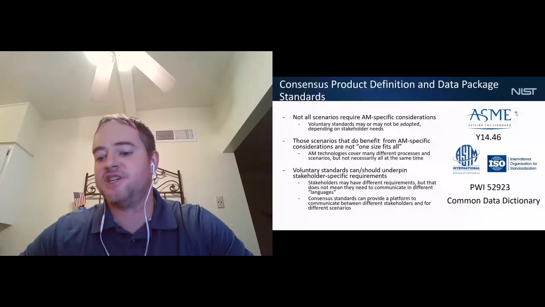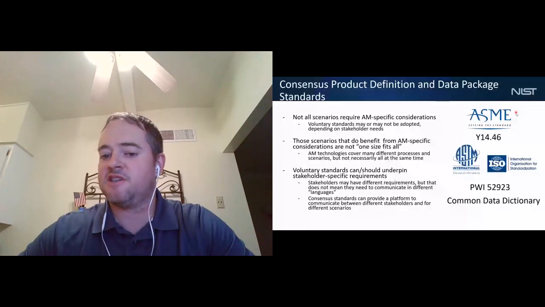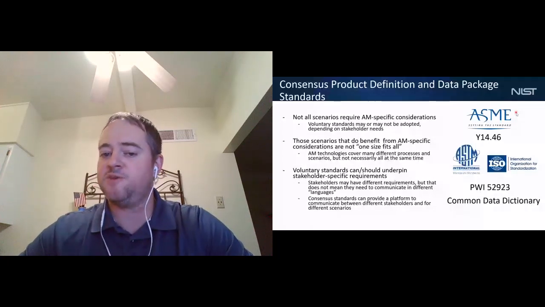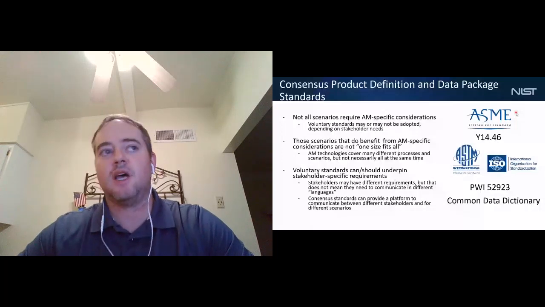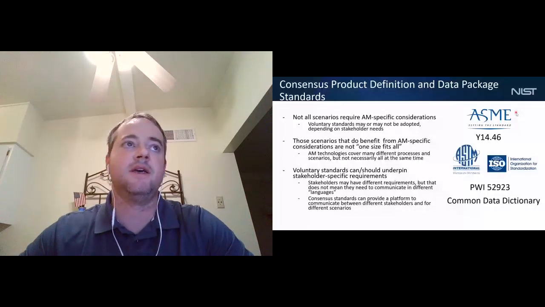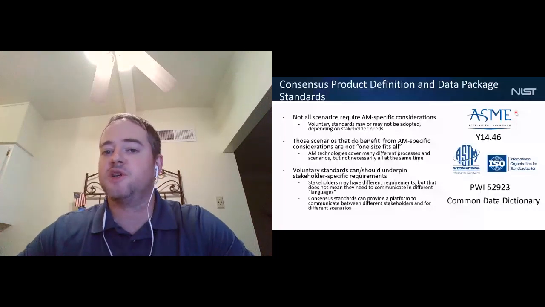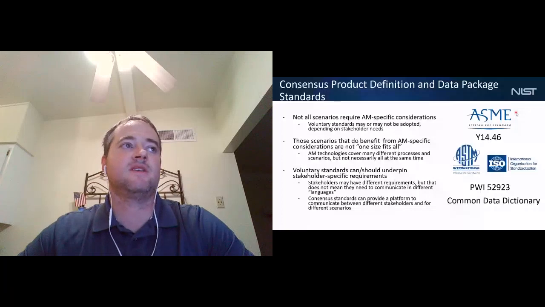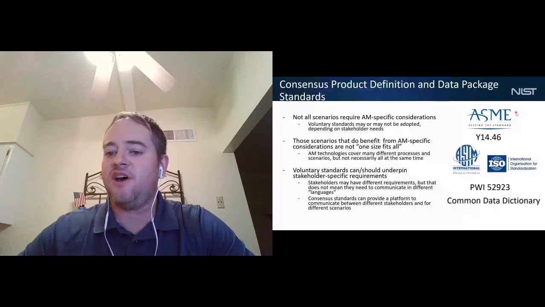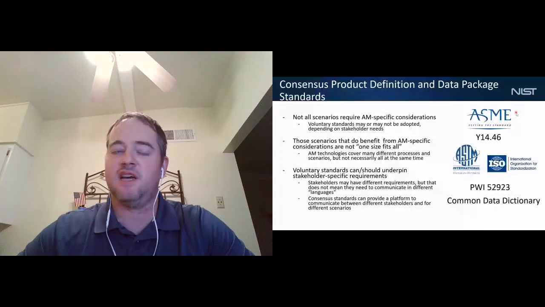Something I want to point out before I jump into these efforts is that not all scenarios require AM-specific considerations. I talked about some of the uniqueness when developing additive manufacturing parts, but that doesn't mean you necessarily have to go to these extremes. Sometimes it just takes a simple document or a simple communication. Sometimes you don't need to identify AM-specific requirements, and it's as simple as using what's already available. But sometimes you need something more specific, and those scenarios that do benefit from AM-specific considerations are not always one size fits all. So these are some of the considerations we make in these different efforts.